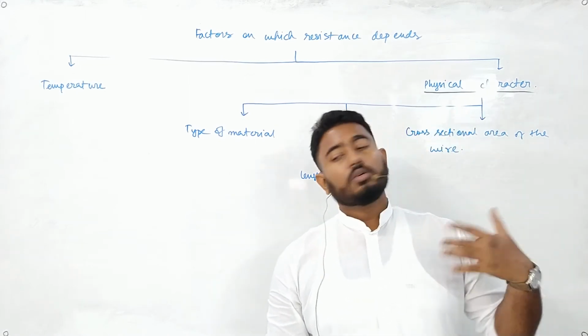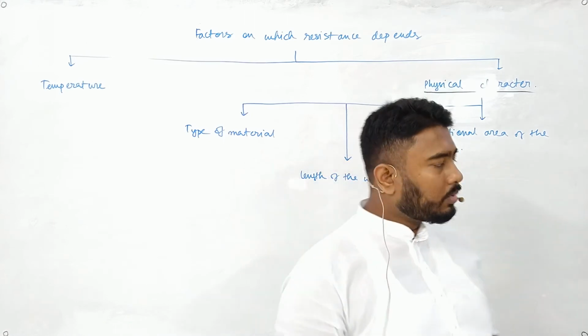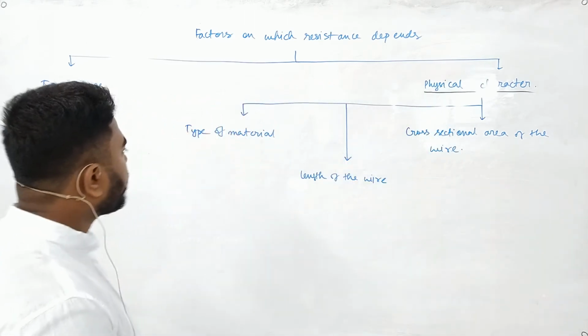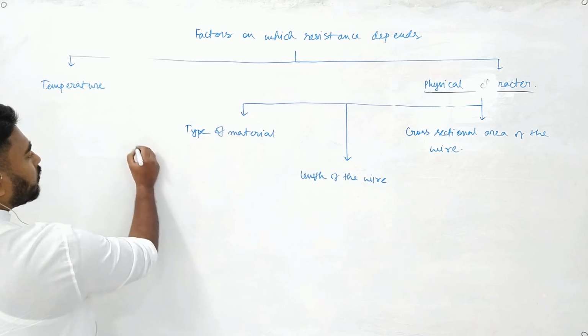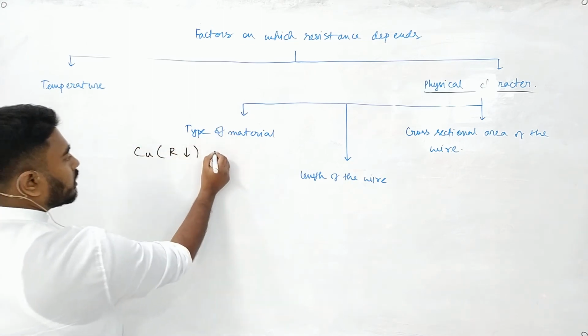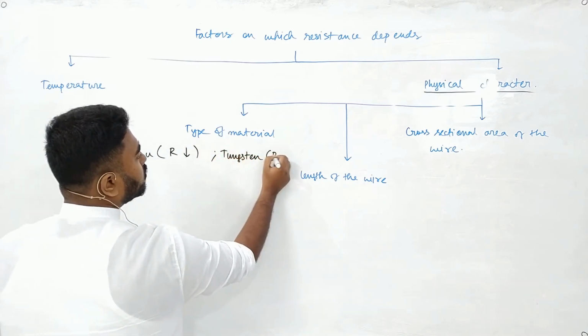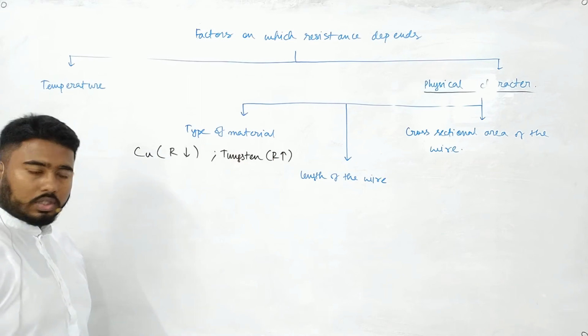Copper, because copper is a good conductor and nichrome is not a good conductor. Okay, it will have a lot of resistance. So it depends on the type of material. If we use copper, it will have less resistance. If we use tungsten, it will have more resistance. Okay, so it depends on the material.